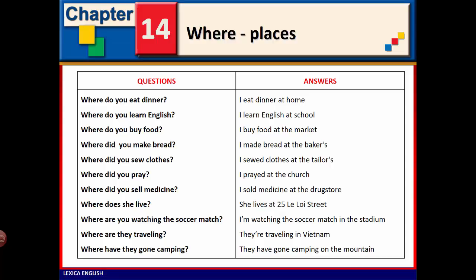Where do you learn English? I learn English at school. Where do you buy food? At the market. Where did you make bread? I made bread at the baker's. I eat dinner at home.